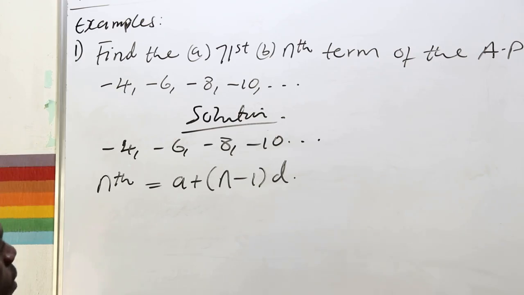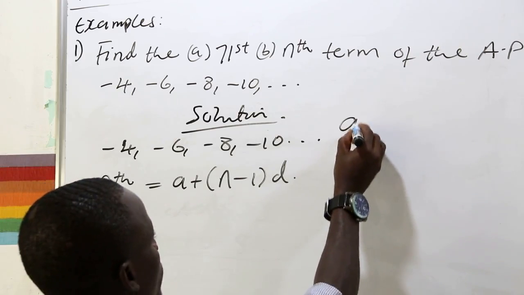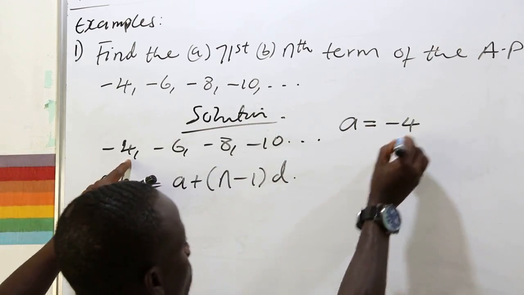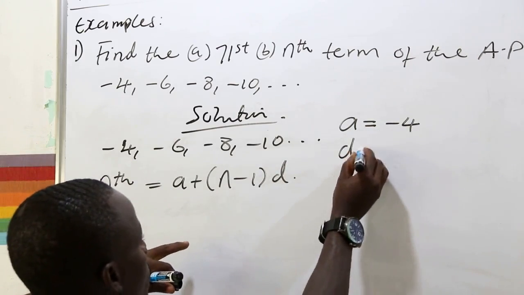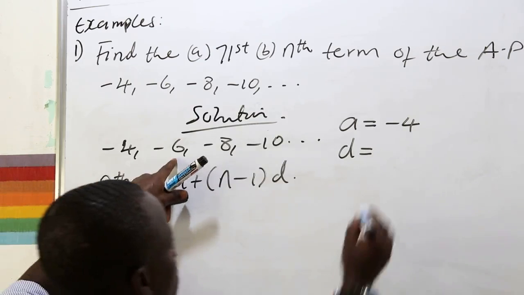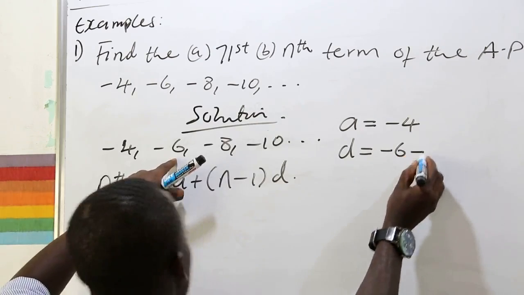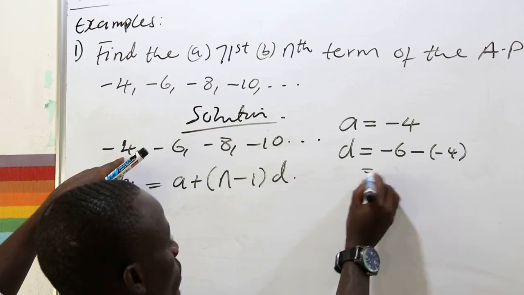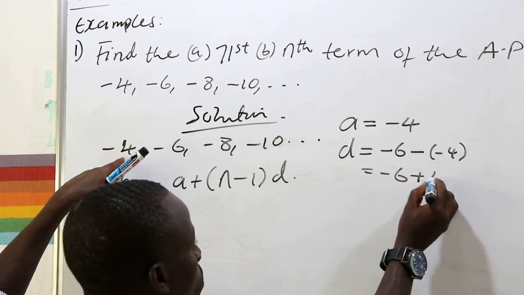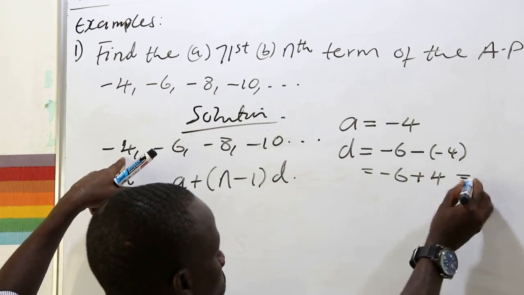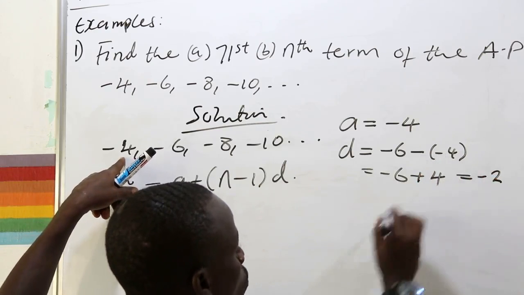But in this case, our a is the first term, which is minus 4. Our d, we said, is the common difference, which is the second term, minus 6, minus the first term, minus 4. This will give us minus 6 plus 4, right? Because minus times minus is plus. And then minus 6 plus 4 is minus 2.